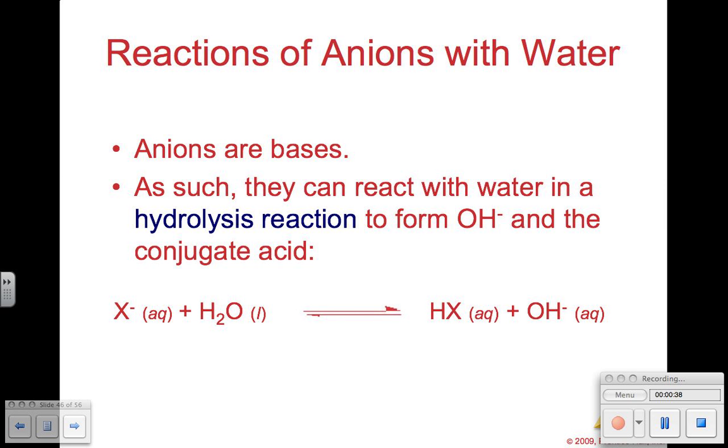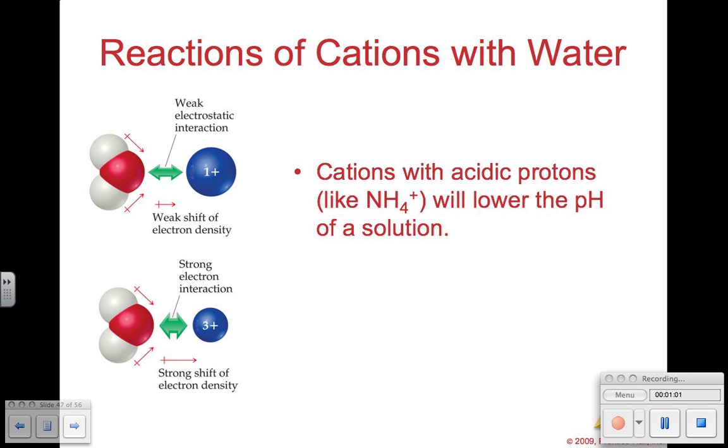Your X minus there represents an anion, some negatively charged substance, and that can interact with water to pull a hydrogen off, potentially, and then produce more OH minuses, creating a more basic solution. Okay? So you're producing more OH minuses.